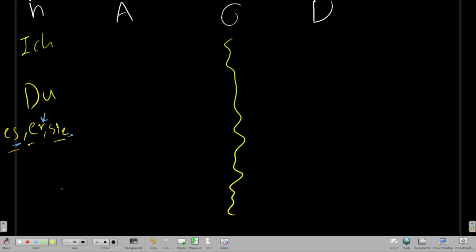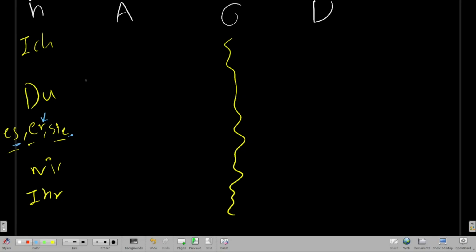Moving to plural ones, we would have wir, meaning we. And the next one would be ihr. I was kind of hoping that you guys could guess it. The next one would be ihr, which is kind of like du. Oh, I forgot to explain. Okay, I'm going to explain it now.